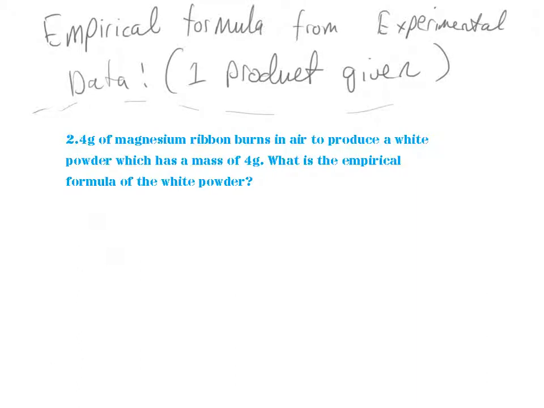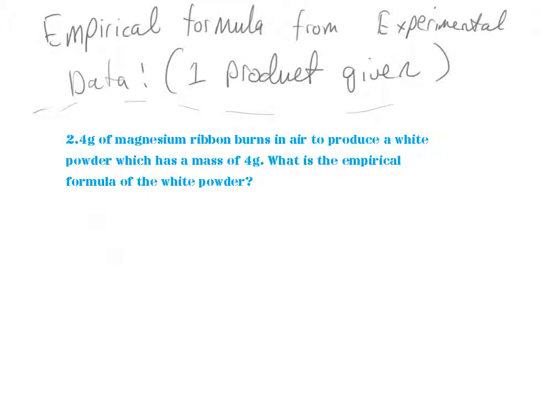Okay, in this video we're going to be calculating the empirical formula of a molecule from experimental data. This is slightly different from the last example which I did, because in this one there's only one product and we've got two reactants, and we've only been given the mass. One of the masses of the reactants has not been provided. Let me just read out the question.